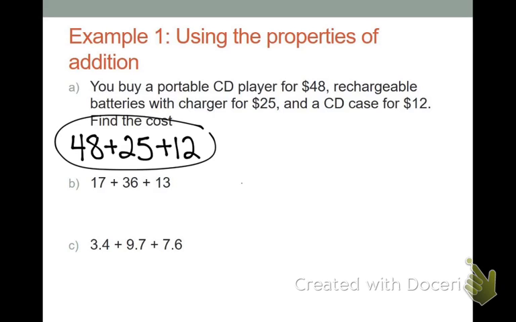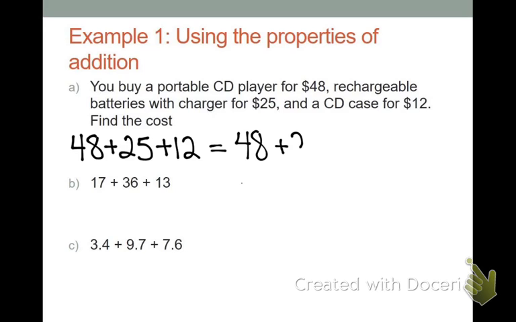Well, here's what we're being challenged to do. Look at the entire expression. Are there 2 terms in this expression that would actually be easier to add together first? 48 and 12. So I can use the commutative property. And on your homework, it's going to say justify your answer. That's what that means, to say which property you used.